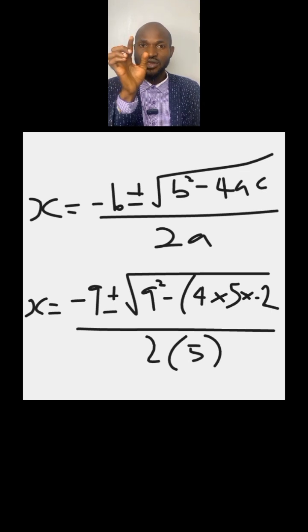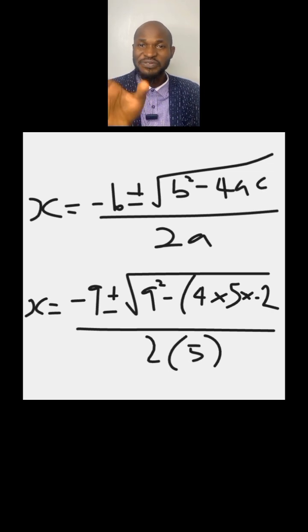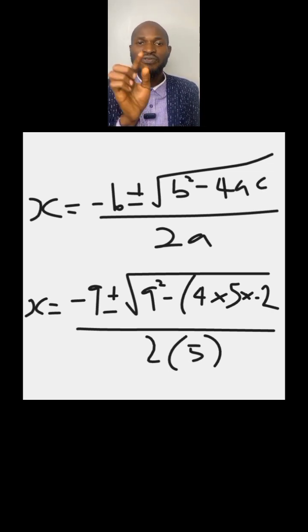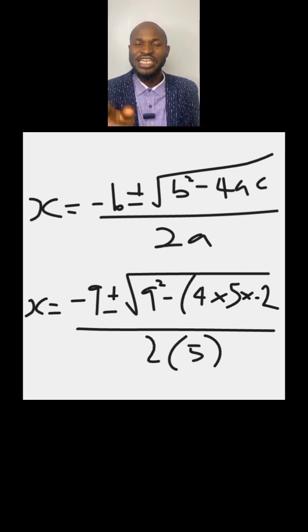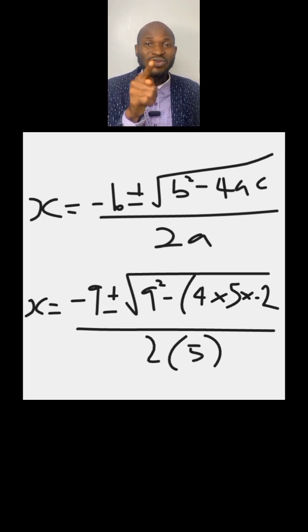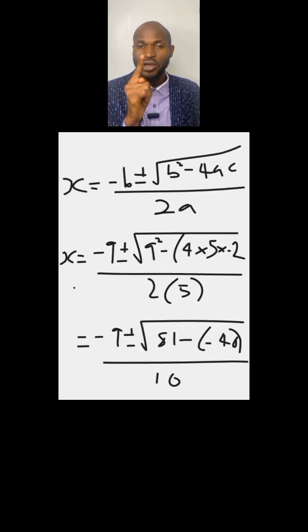So you have your 81 minus, in bracket, 4 times 5, because 5 is a, times minus 2, which is c. So 4 times 5 is 20, and 20 times minus 2 gives you minus 40. Now remember, you have a minus outside, so that minus will affect this minus, it's not going to be plus. So we have 81 plus 40, the root of 81 plus 40.